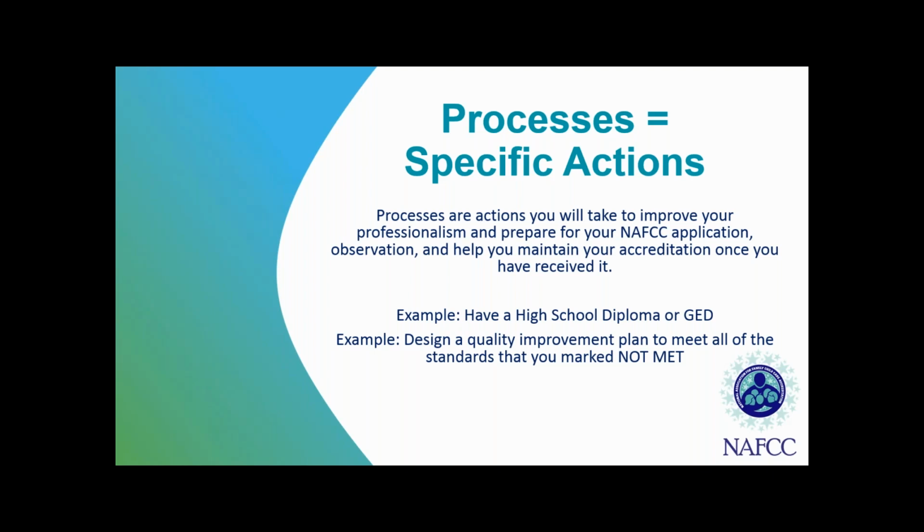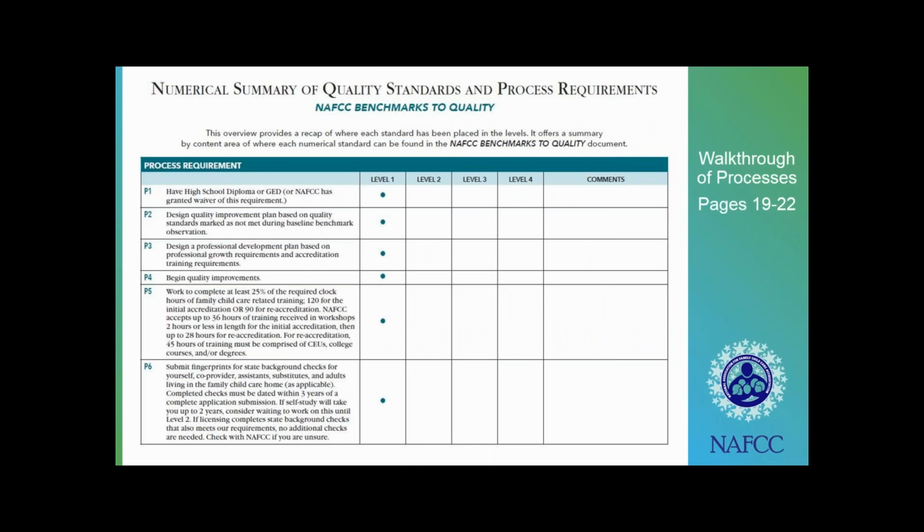Alrighty, on pages 19 through 22, that's where you're going to find the list of each of the processes and their levels, and a comment box where you can leave notes. Same process: you'll go through all of these and make sure that they're all met. I like these process pages because this is more of the paperwork you're going to need for your accreditation application. These are good requirements to go over to make sure you're meeting all of them, because you'll need to have done and submit all of these for your accreditation application.